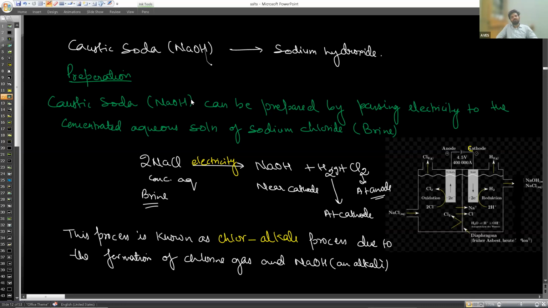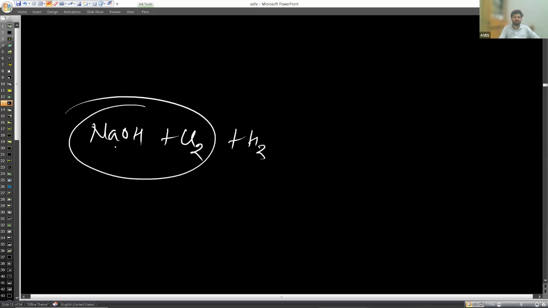This process is known as the chloralkali process. Stop writing this, listen to me. Why is it known as the chloralkali process? Because in this process, we get NaOH along with Cl2 and hydrogen gas. NaOH is known as alkali because it is a water soluble base. Any base which is water soluble is known as alkali.